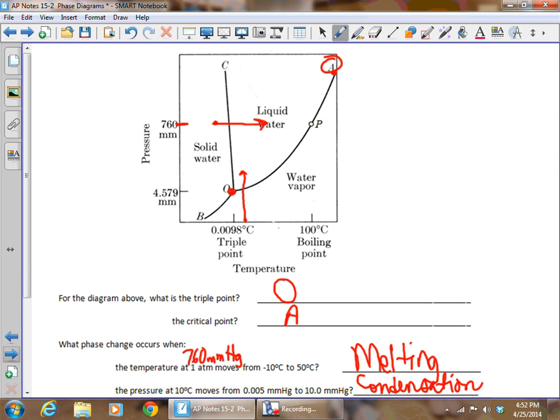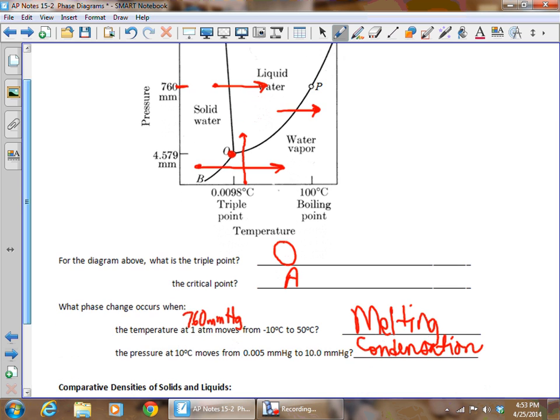So we can get any kind of change like that. Let's say we're going from a solid down here straight to a gas. That would be our sublimation. Maybe we're going from liquid to gas. There's our vaporization or boiling, etc. So changing around the temperature and pressure, we can look at that diagram and determine what kind of phase changes we're going to have under those conditions.